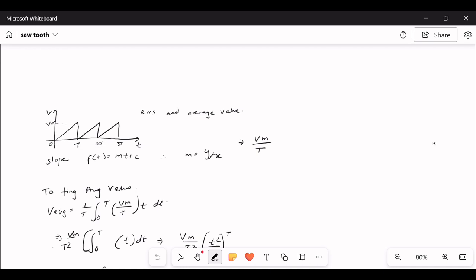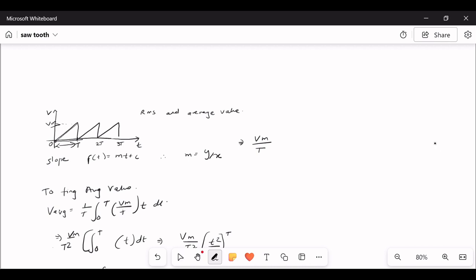Today we are going to find the RMS and average value of this triangle which originates from the origin. There is a rising slope from 0 to maximum voltage Vm for time period T. It is a continuous waveform for every time period T. From 0 to T there is one waveform, from T to 2T there is another waveform. So it is a continuous waveform.